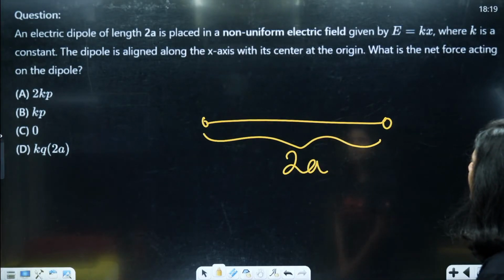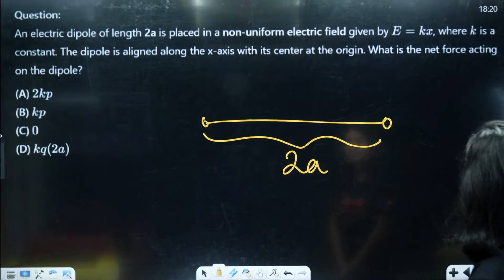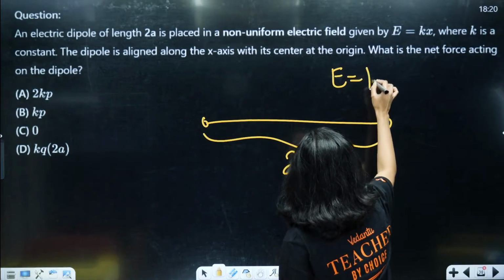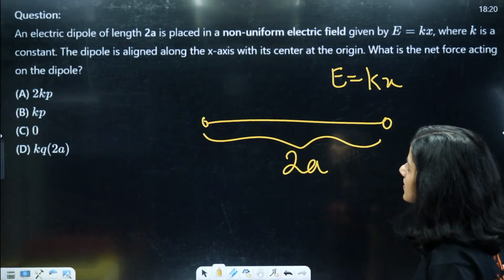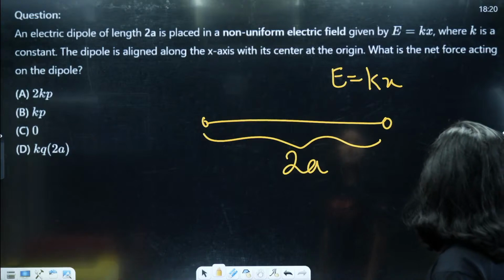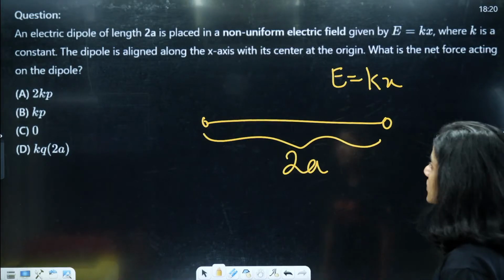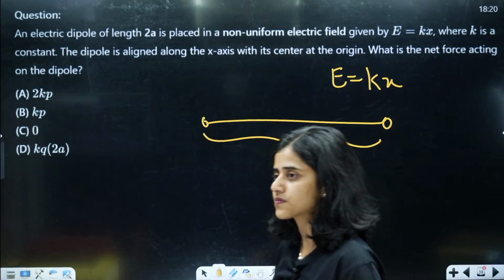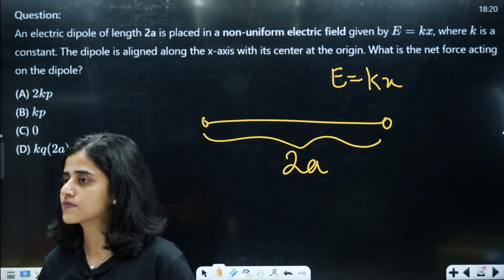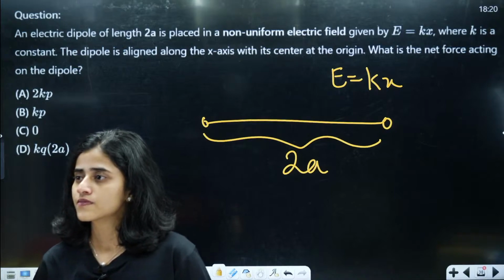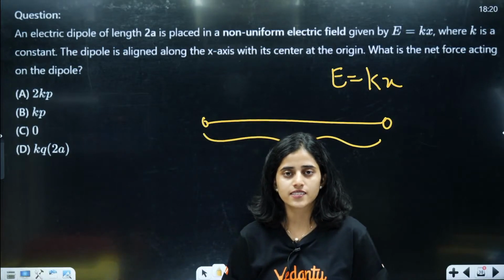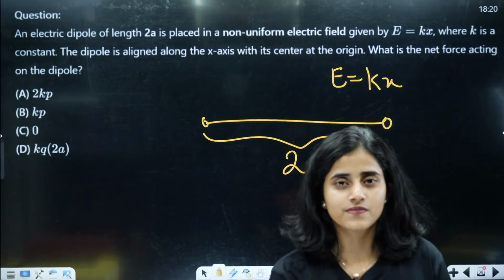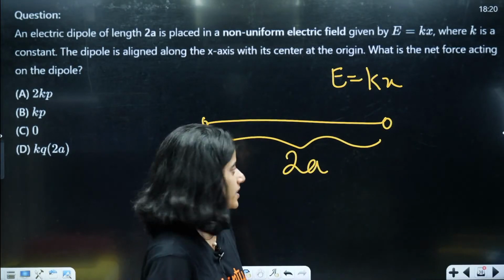An electric dipole of length 2a, the length between the two charges is 2a. It's placed in an electric field E equals kx. The dipole is along the x-axis. What is the net force acting on it? Anybody knows how to solve it? Yes, can I get some answers? How do you do it?